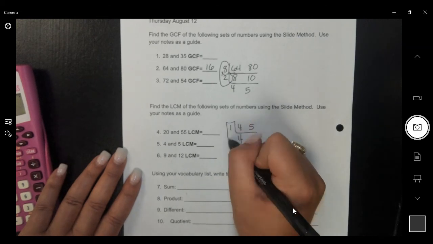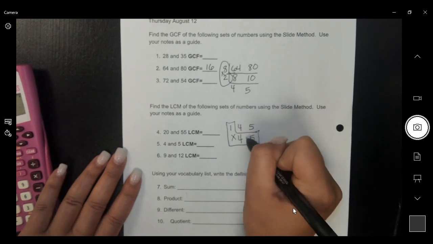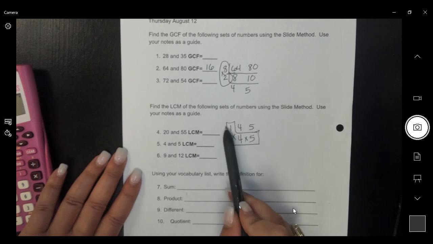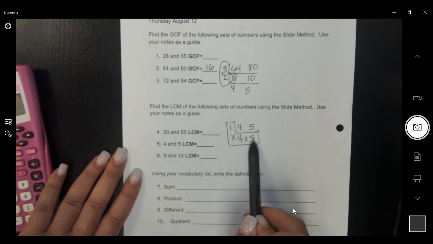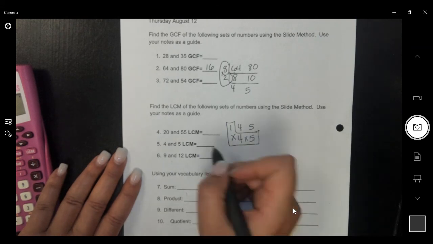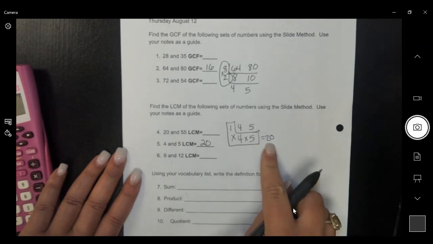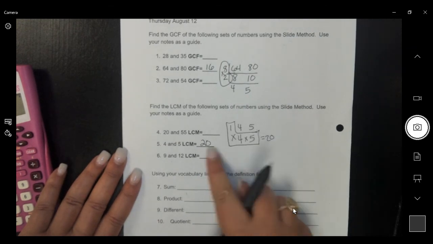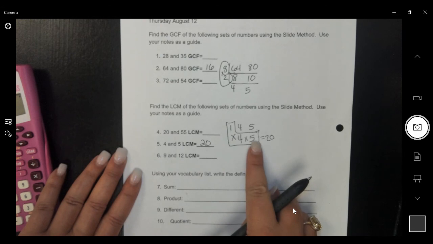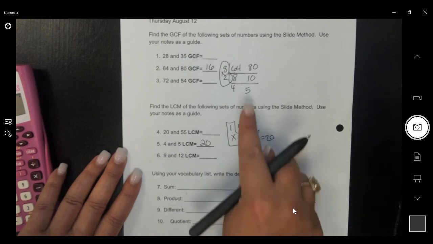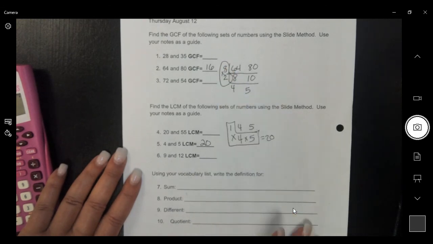So I have to draw my whole L and multiply those together. 1 times 4 is 4, and 4 times 5 is 20. So my LCM here is 20. Notice that when finding the LCM, I use all these numbers, and when finding the GCF, I only use the side numbers.